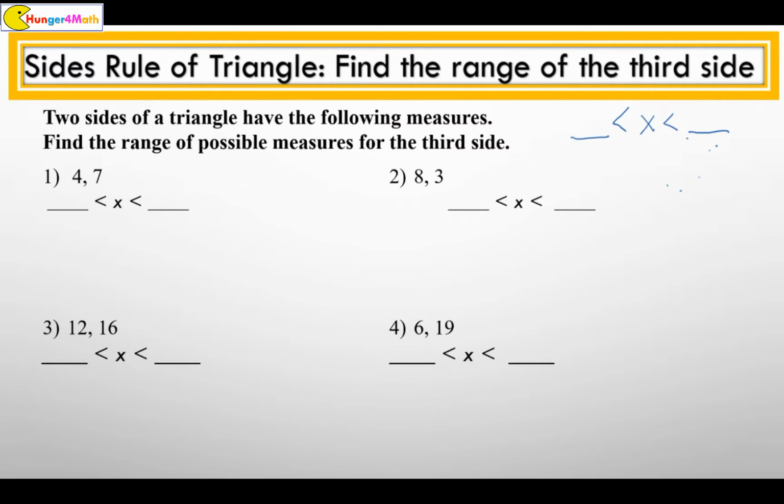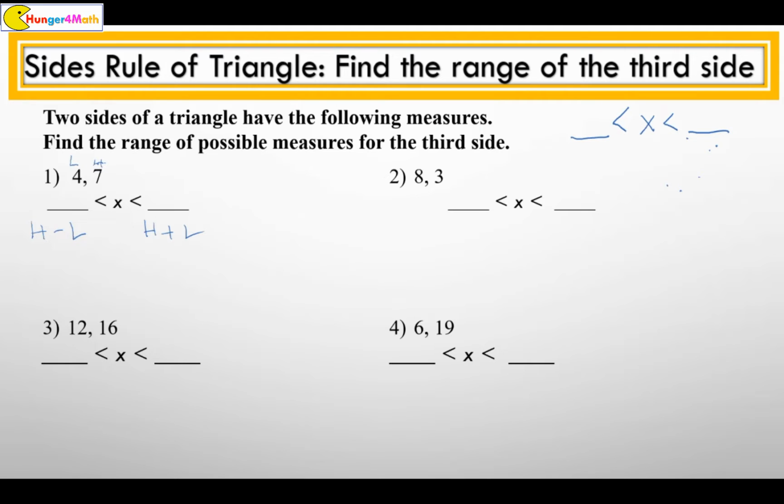For number 1, the given are 4 and 7 as the two sides of the triangle. To find the range of the third side, where x is less than a number, that will be the higher number plus the lower number. And for x that is greater than a number, that will be the higher number minus the lower number. Now the 4 will serve as the lower number and 7 as the higher number.